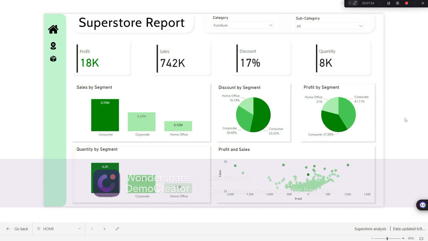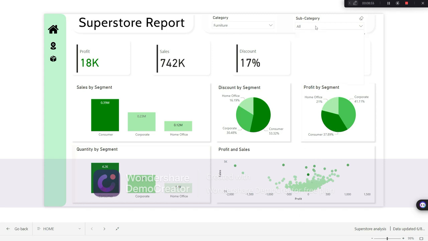Now the relation between profit and sales: you can see most of the dots are in the positive range. It shows that as sales go high, profit goes high, though some subcategories make less profit, and the majority of subcategories make more profit.